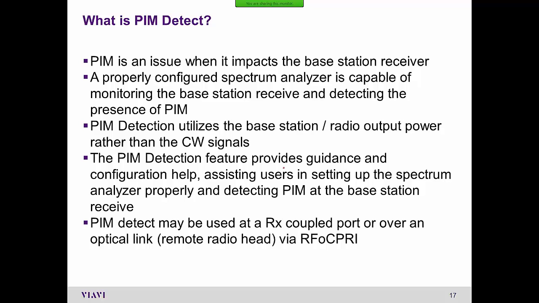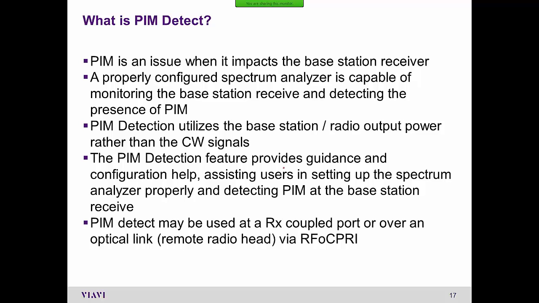Well, PIM Detect is used to detect the problem with the base station's receiver. In other words, you can have PIM issues and the receiver never sees those. And I'll just share one example I have. This was probably 5 or 6 years ago.